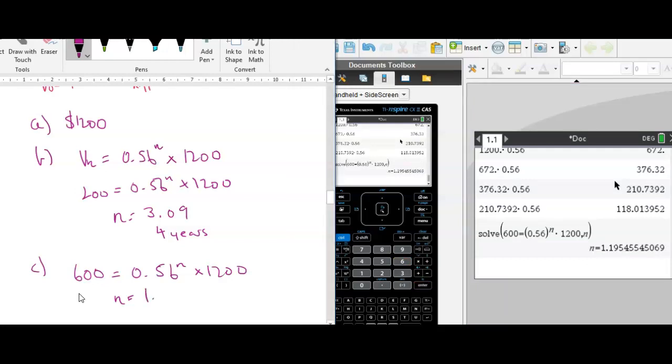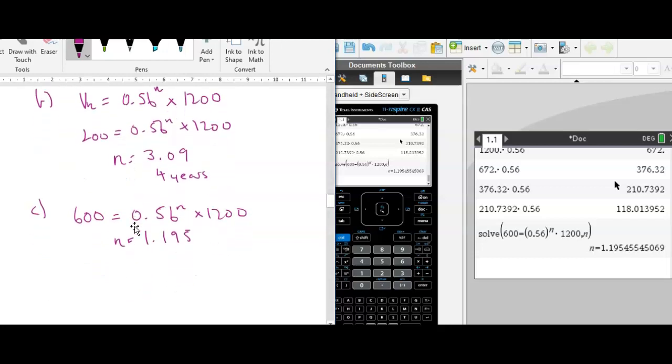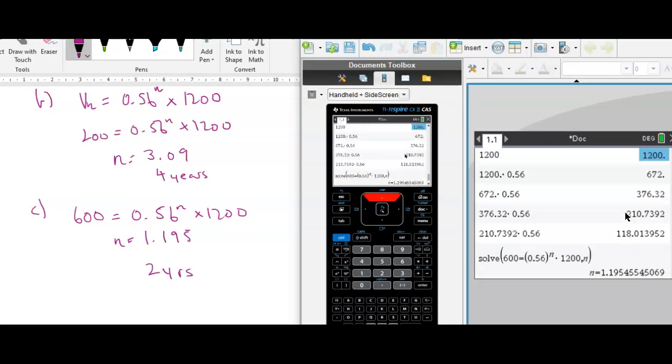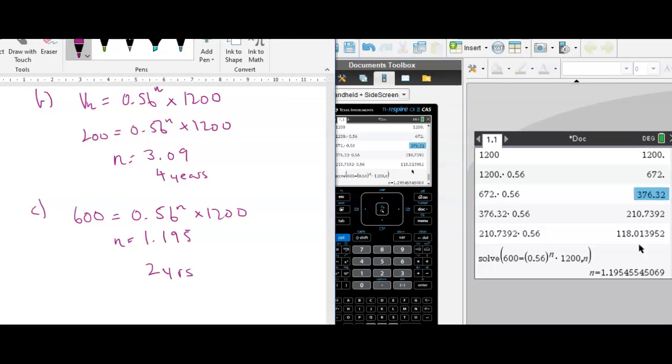1.195, and we want it to be under. Okay, so at 1.195, it's not quite under, so we're going to have to say 2 years. Sorry, a bit of a blank there. And you can see if I scroll up, that's our starting value, 1,200, 1 year, 2 years. Okay, so after 1 year, it's not quite half, so 2 years, definitely below half.